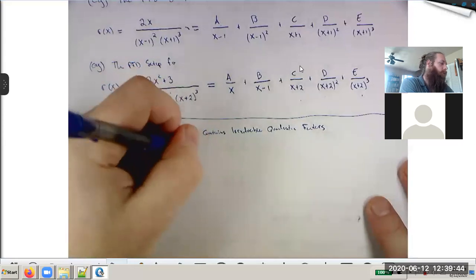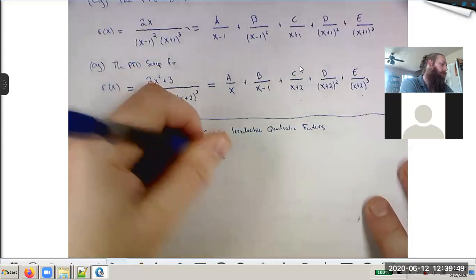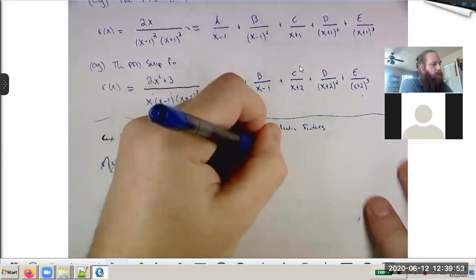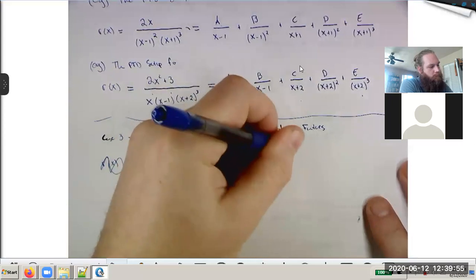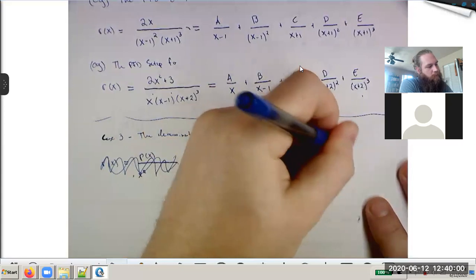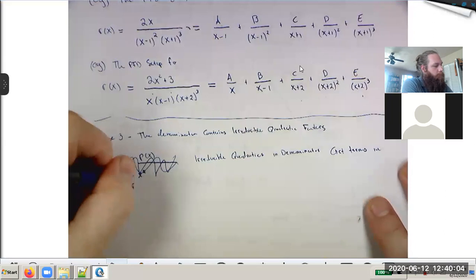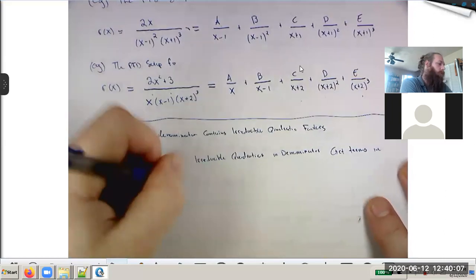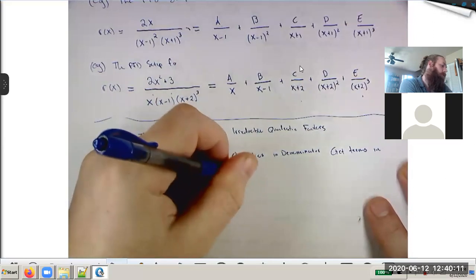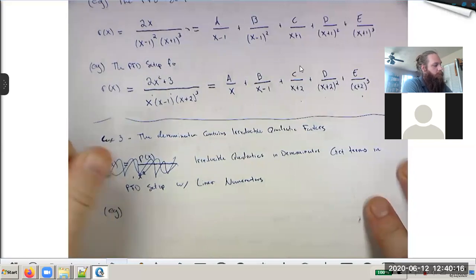Those factors, irreducible quadratic factors, in the denominator get terms in the PFD setup with linear numerators. So I'll just show you by example. That's the easier way to do it.